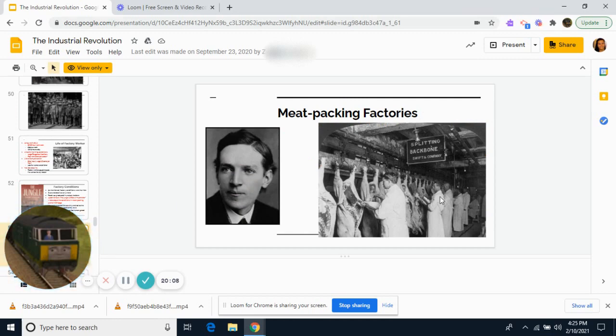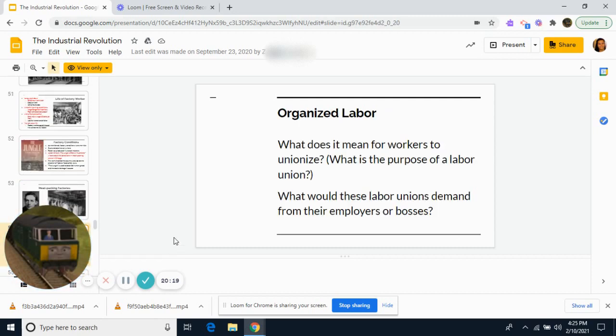This is what animals are getting. This is what pigs are getting. Splitting the backbone. Swift and Company, and I feel bad for those pigs out there. You guys know child abuse is never okay. It is extremely not okay at all.